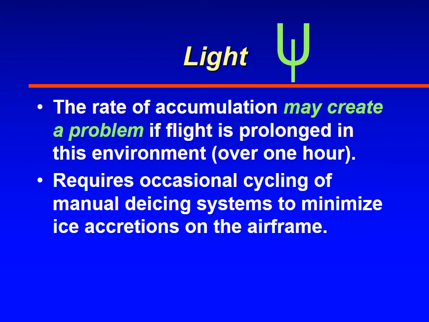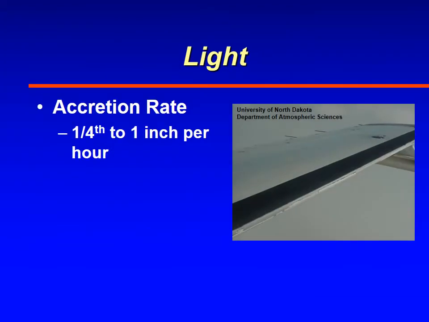Light ice, given by the symbol, the T with one line through it, is where the rate of accumulation may create a problem if flight is prolonged in this environment for over 1 hour. And it requires occasional use and cycling of the manual de-icing systems to minimize ice accretions on the airframe. The rate of accumulation or accretion for light ice is between 1/4 of an inch to 1 inch per hour.